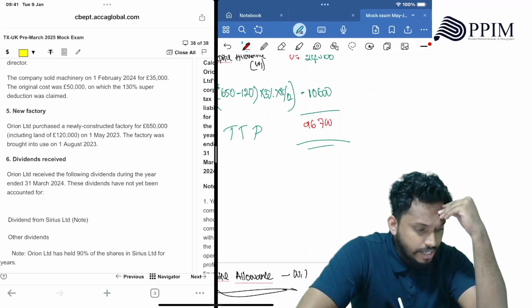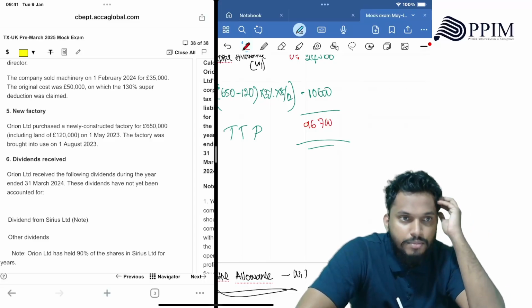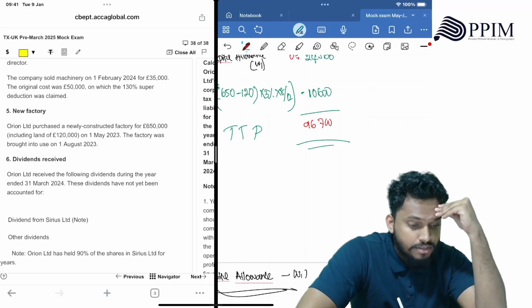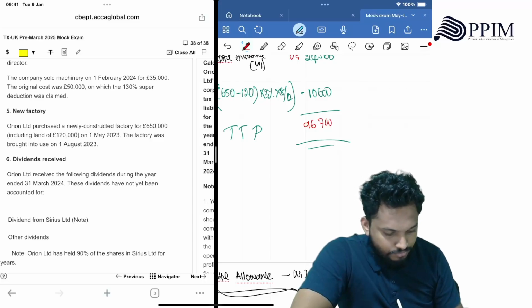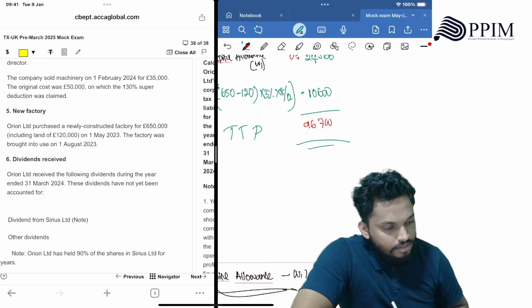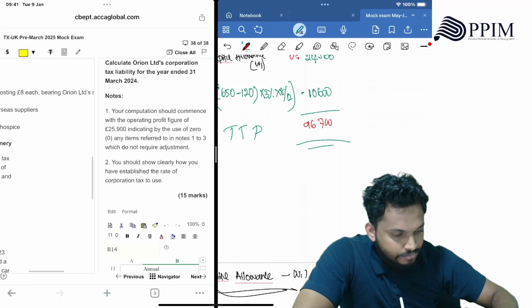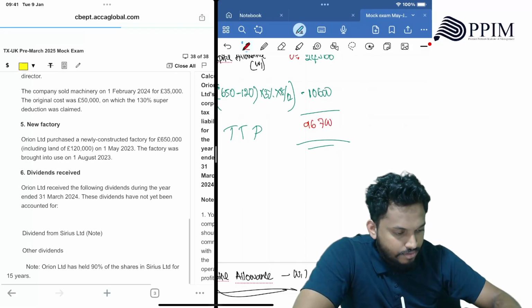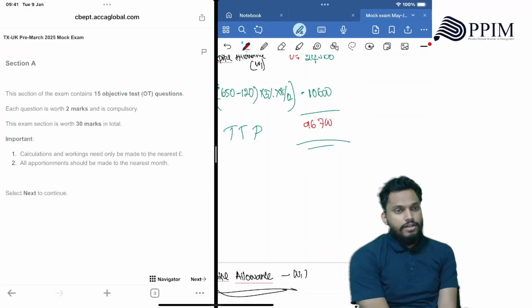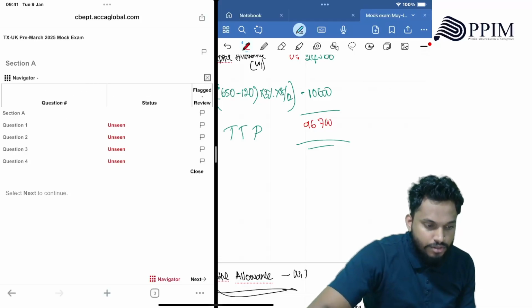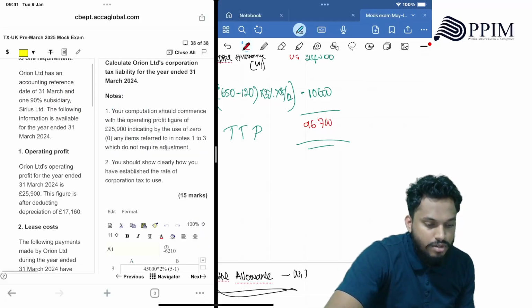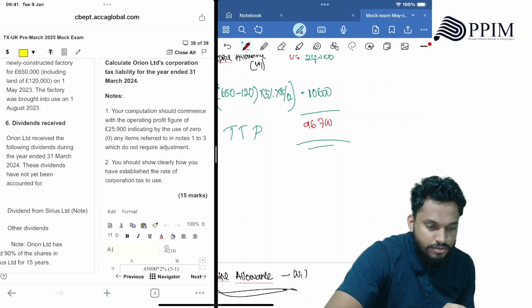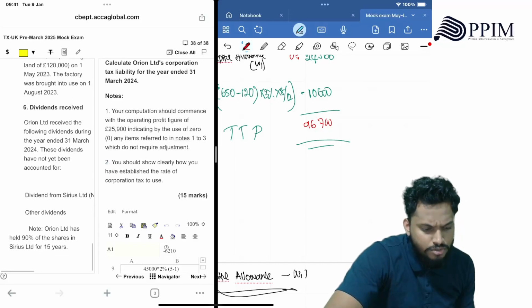Dividends received from Cyrus Limited, note 1. To calculate corporation tax, I'm determining which dividends we can take. Orion Limited has 90% of the shares in Cyrus Limited. Can you take it? Yes, we can take the other dividends. Cyrus you can't. Why you can't, and why you can? Roshani, why can't you take it? The Cyrus. Because it's a subsidiary, so you can't take it.